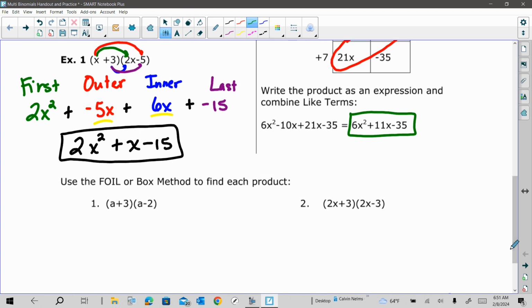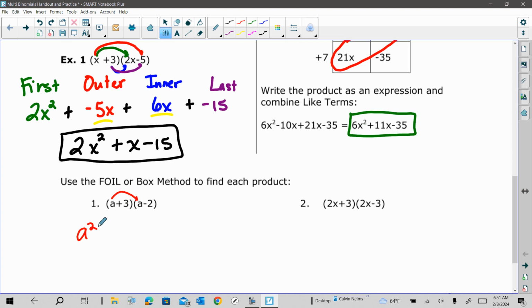So here, we're going to either use the box method or the FOIL method. For the first one, I'm going to do FOIL. So it's first, so that would be, it's kind of hard to see, but that would be the A times the A, that's going to give me A squared.